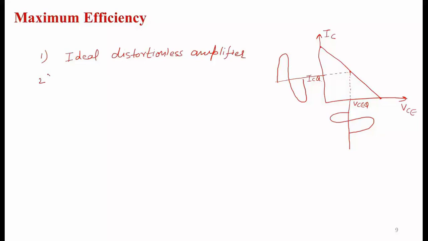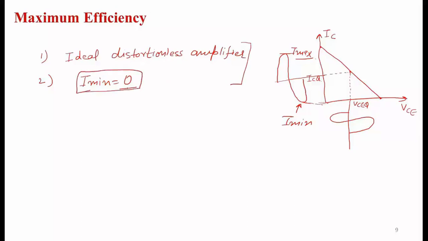So the first assumption is the ideal distortionless amplifier. The components should be such that there is no distortion within the amplifier. And the second assumption is that I minimum is equal to 0, meaning this point should be at the 0 level. This is the I minimum level, and this is the I maximum level. Keeping these two assumptions, if we assume I minimum is equal to 0, by this graph we can say that Im is the peak value of the current. This is the Im.